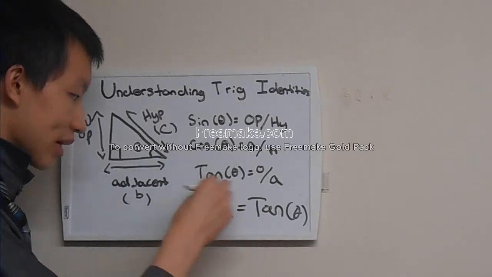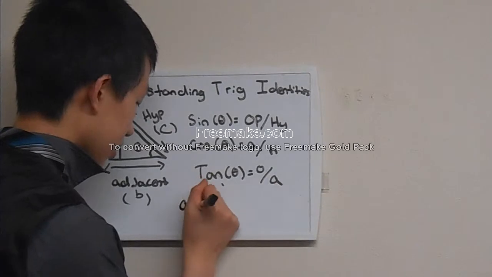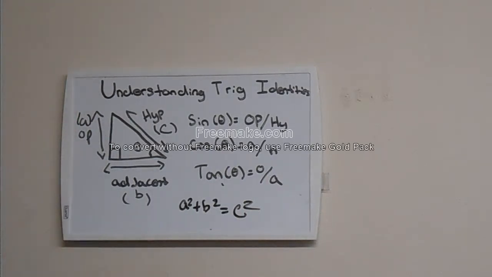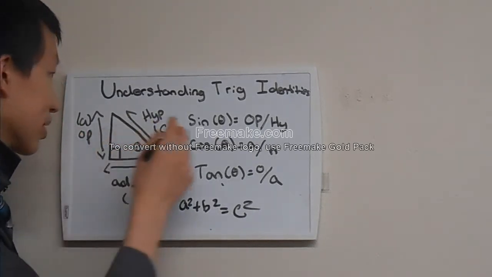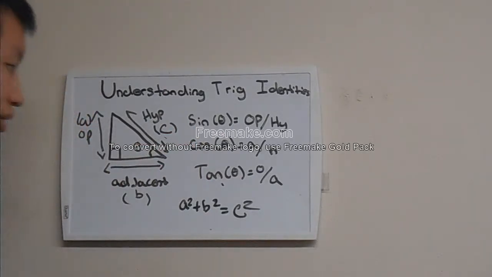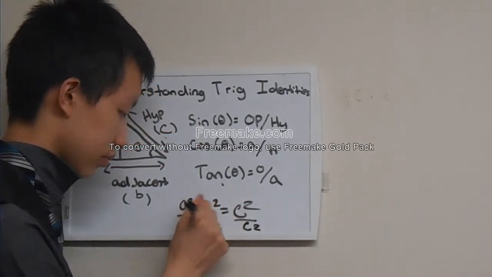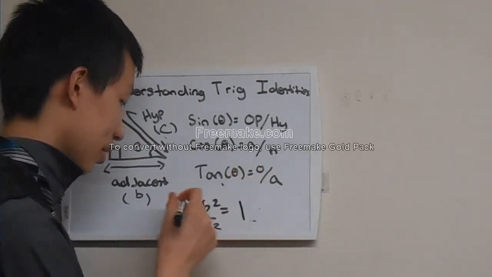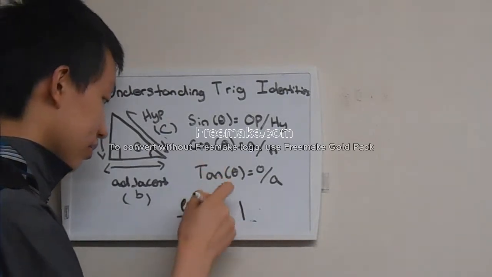Along with this, trigonometric identities can also be found in the Pythagorean theorem of a squared plus b squared equals c squared. And in the right triangle, we can find the opposite a squared, c squared, and b squared. Using this, a cool trick you can do is dividing by c squared. We end up with 1 over here, and we end up with a over c and b over c here.